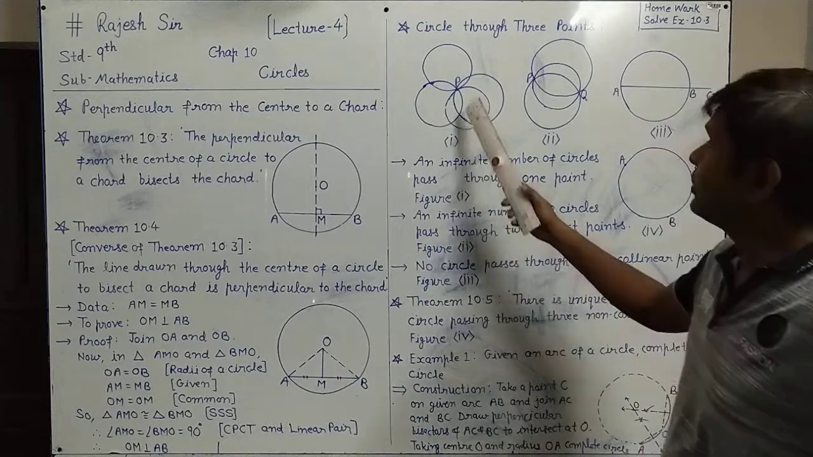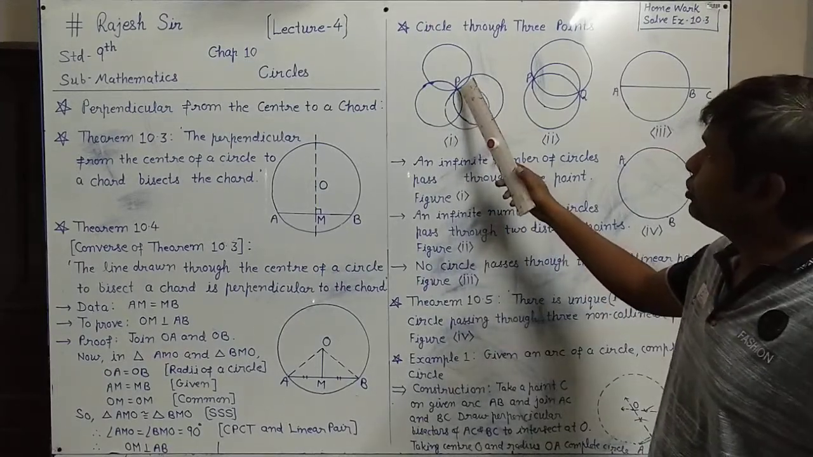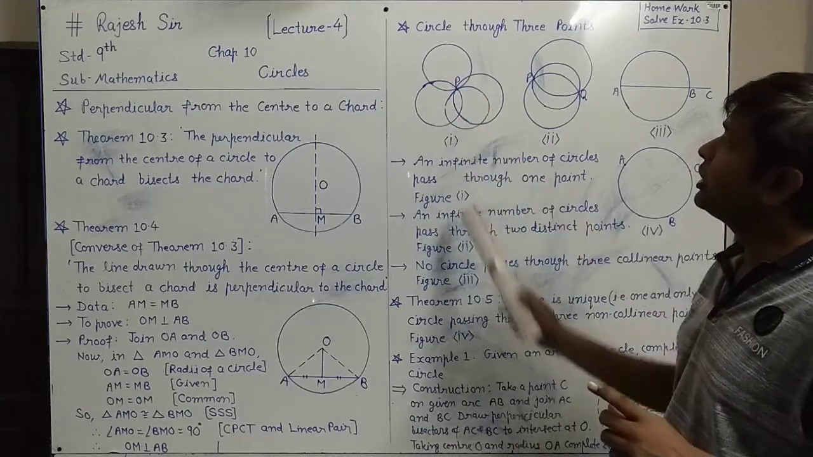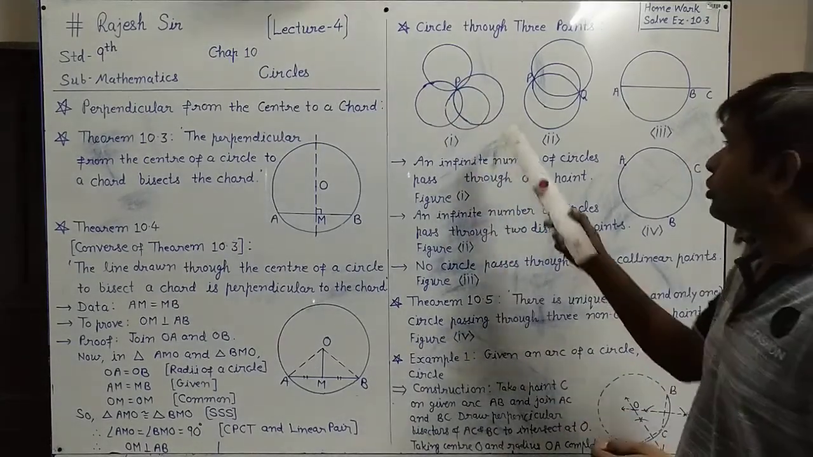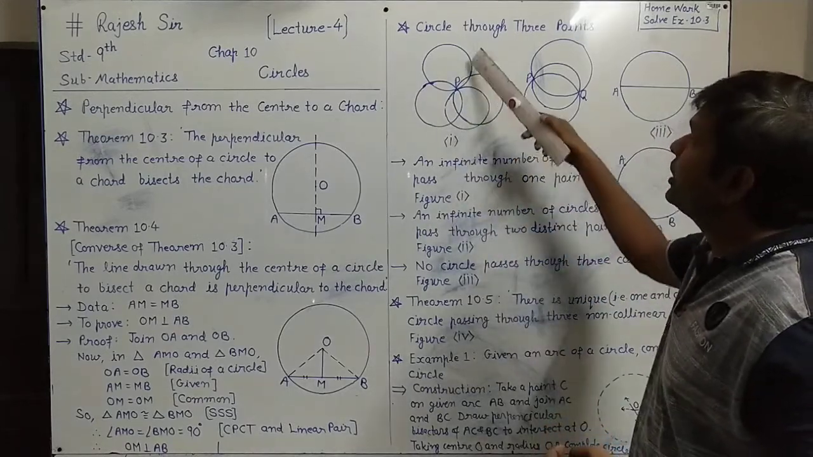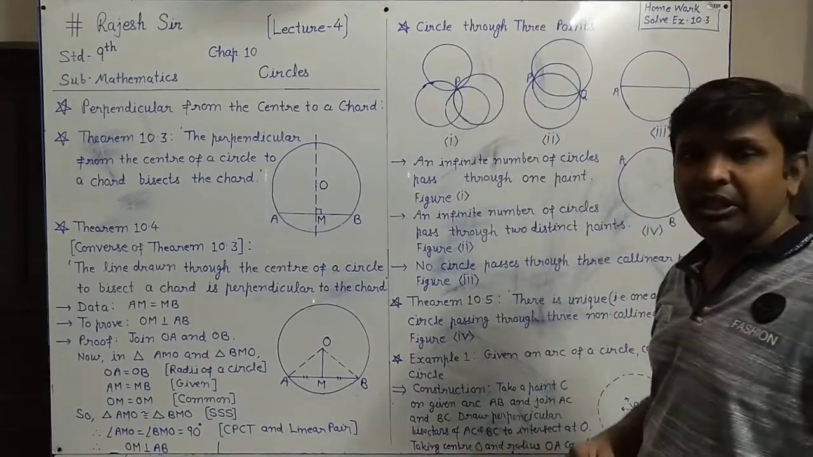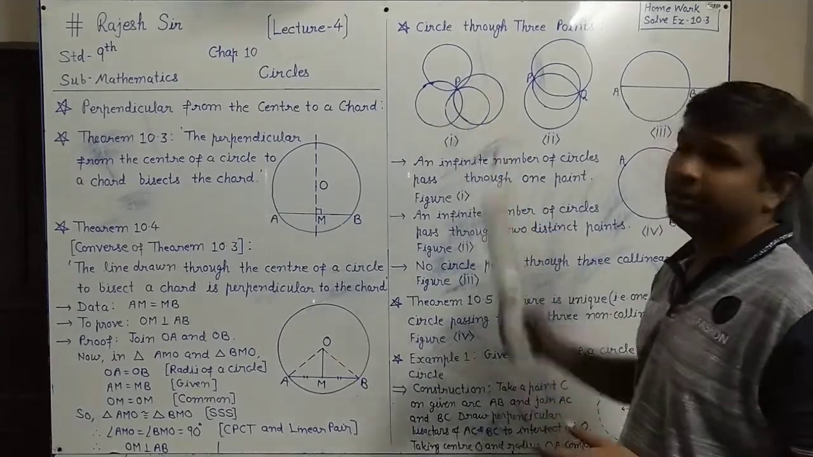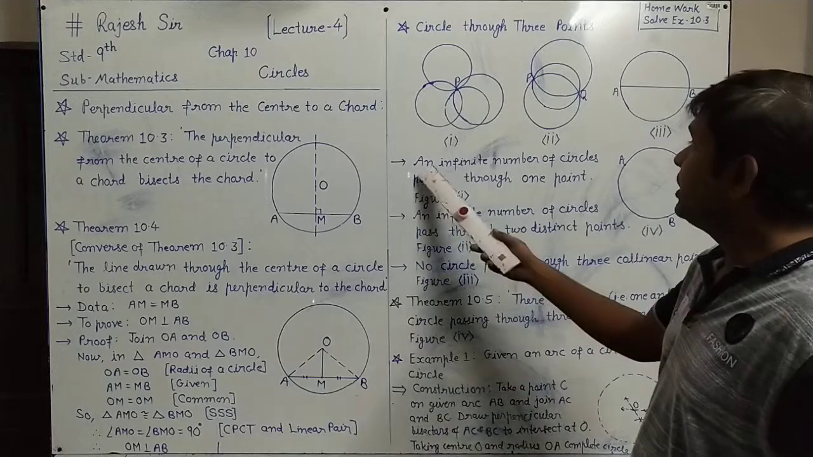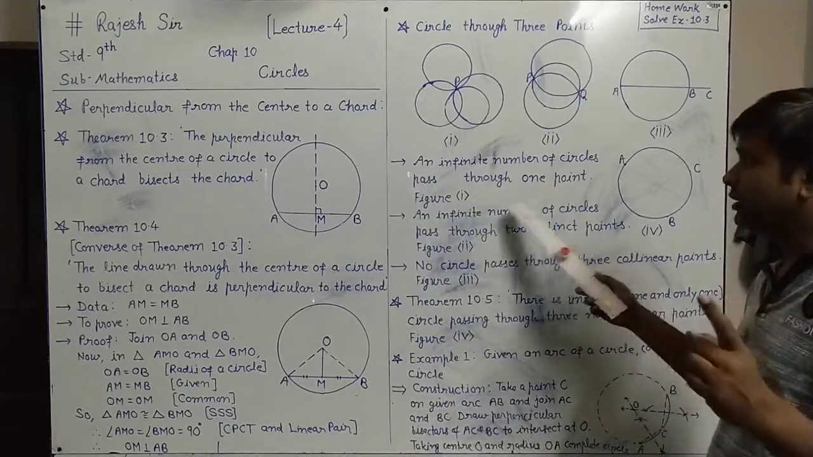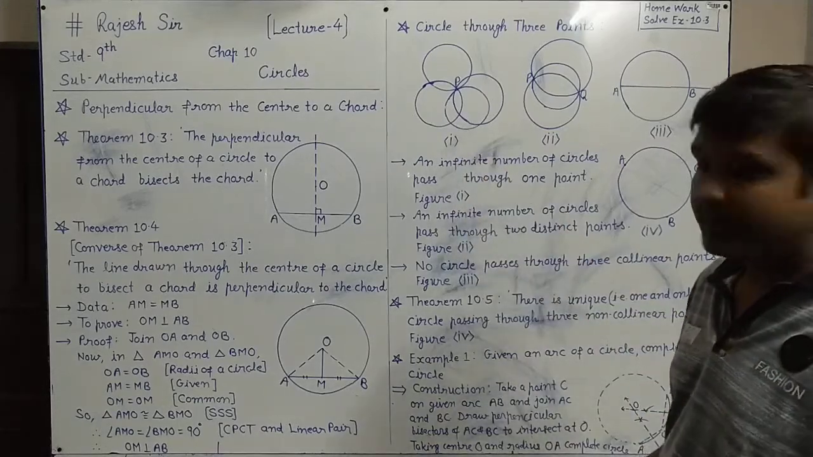First, in the figure you can see 1 point is shown here, B. Passing through this 1 point, how many circles can you draw? Try to make it. I have drawn some circles here: 1, 2, 3, 4. You can draw this way also. Infinitely many circles can be drawn passing through this 1 point. So the first statement we have written is: an infinite number of circles pass through 1 point. That is what figure 1 shows.